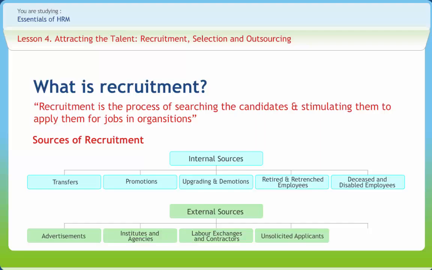External sources include advertising of the vacancy in newspapers and journals, campus recruitment, that is, recruiting directly from educational institutes, private consultancy firms that recruit on behalf of organizations and charge a fee for their services, government-established employment exchanges, contractors who source labor mainly for construction work, and referrals and recommendations by employees of the organization. Apart from these, many candidates visit companies on their own without any prior appointment.